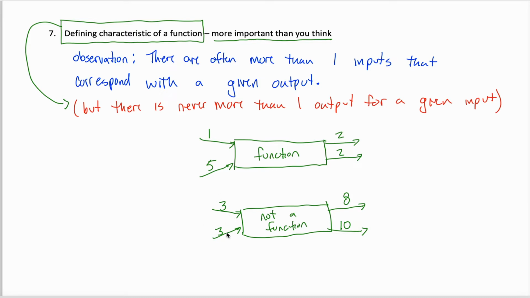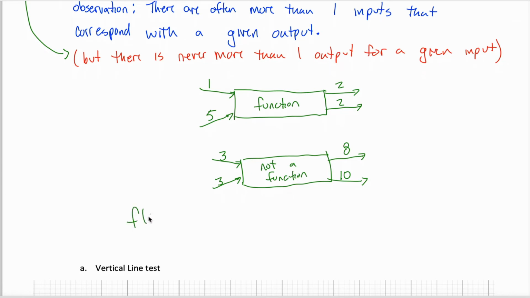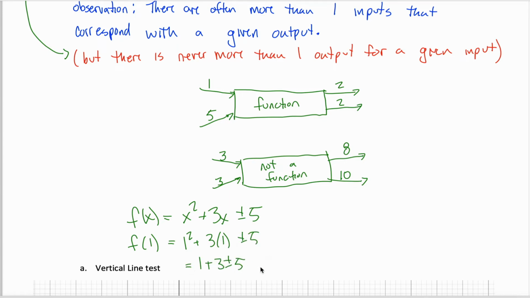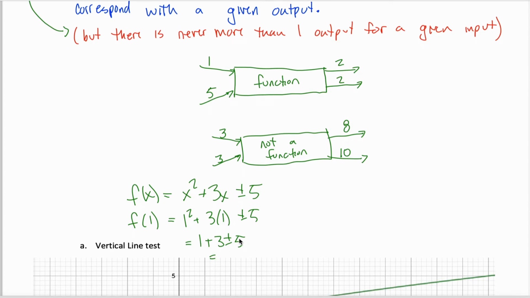The machine has to do the same thing to 3s, so when I put a 3 in, there has to be only one output for that 3. I can't have two different outputs for it. How would that possibly happen? I don't know. What if I came up with something like f of x equals x squared plus 3x plus or minus 5, right? If I wrote this down here, and you tried to put in, I don't know, 1 maybe, and you're like, well, then I guess it'd be 1 squared plus 3 times 1 plus or minus 5. So I'd get 1 plus 3 plus or minus 5. So I would get, let's see, 1 plus 3 plus 5 is 9, or 1 plus 3 minus 5 would be -1. So I guess for this input of 1, there's two different outputs, 9 and -1.